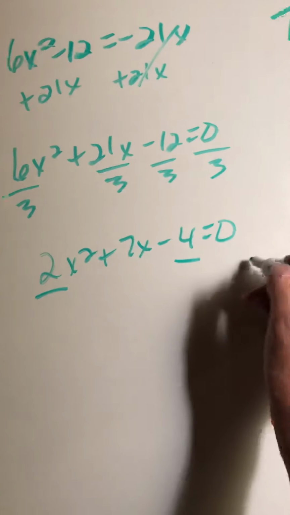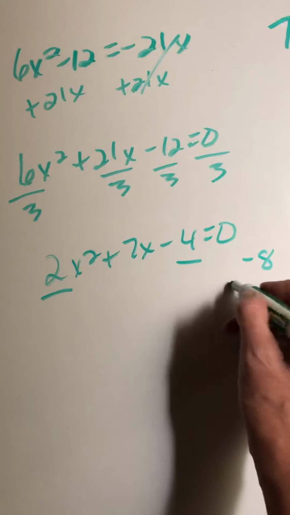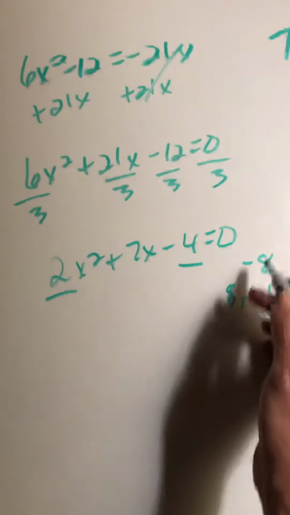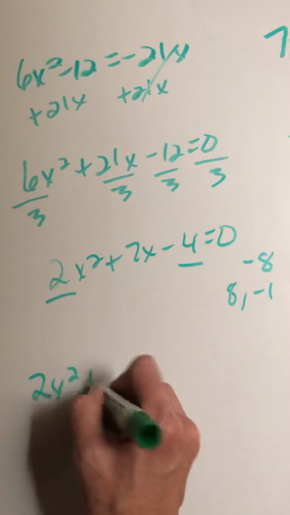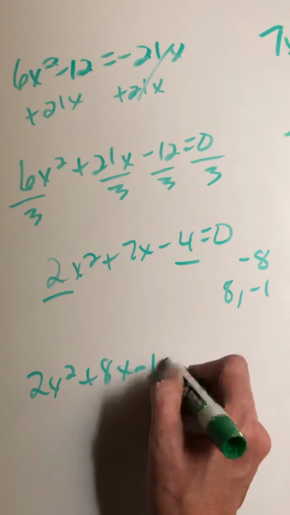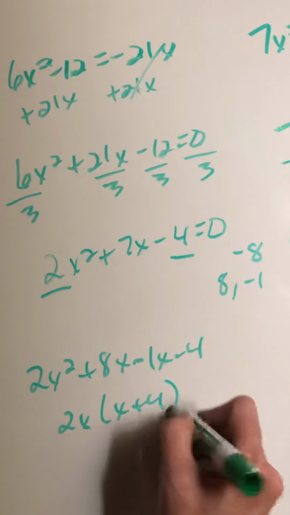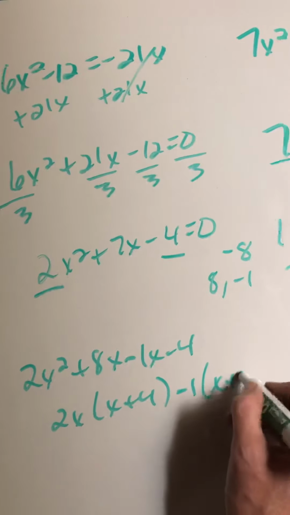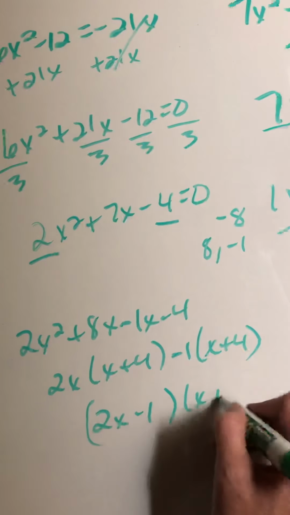So 2 and negative 4 is negative 8. Factors of negative 8 that give positive 7 are positive 8, negative 1, because they multiply to be negative 8. They're going to add to be positive 7. So 2x squared plus 8x minus 1x minus 4. Take a 2x out, you get x plus 4. Take a negative 1 out, you get x plus 4. So then 2x minus 1, x plus 4 is the factoring.